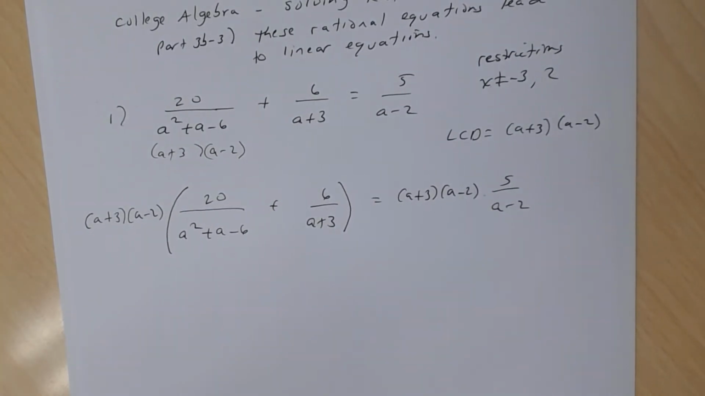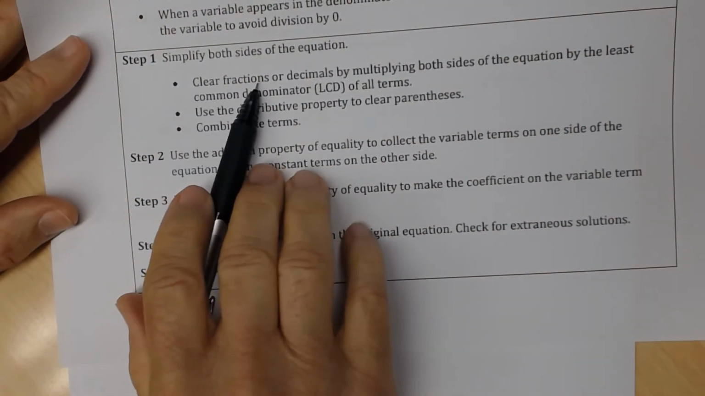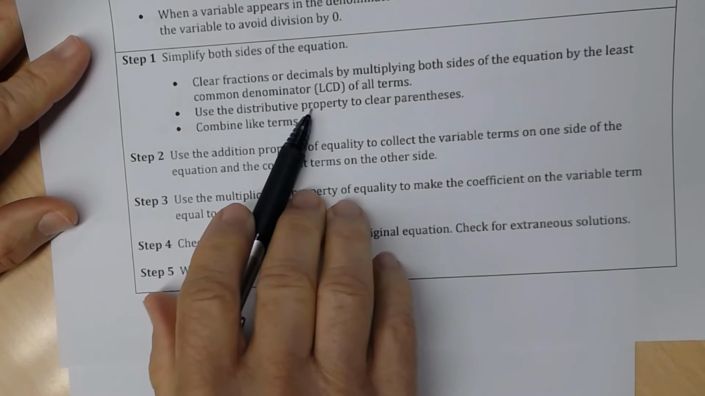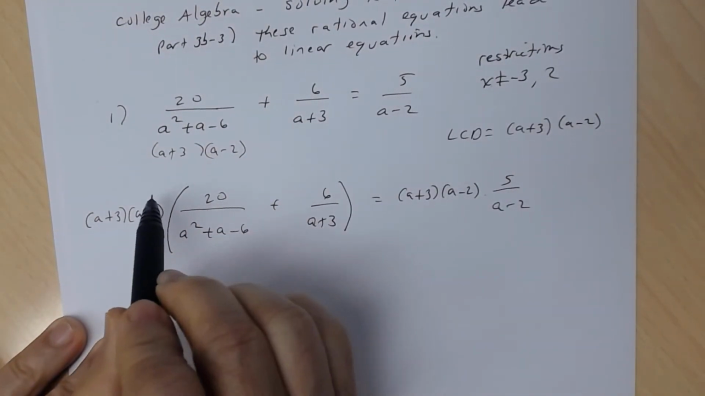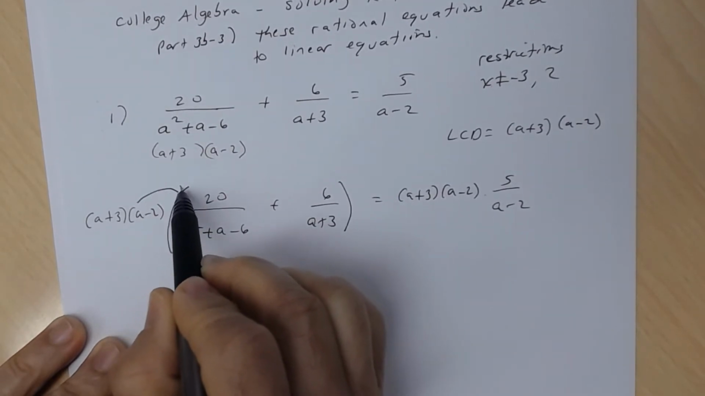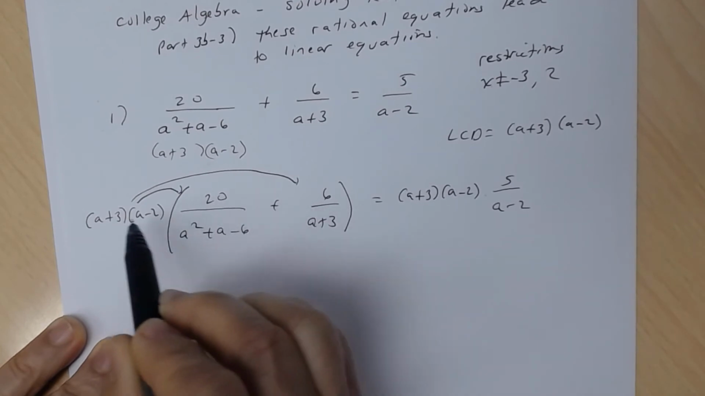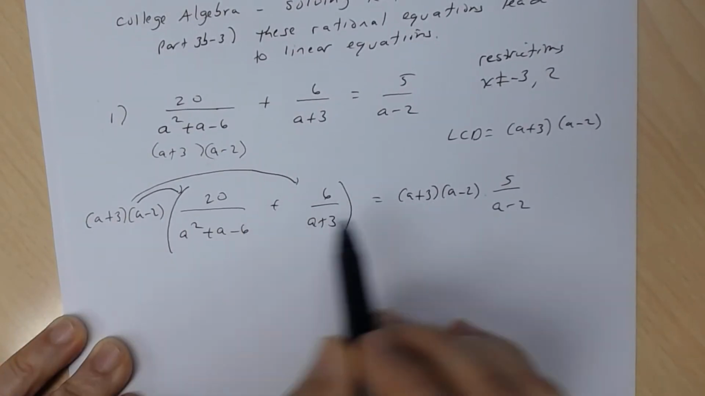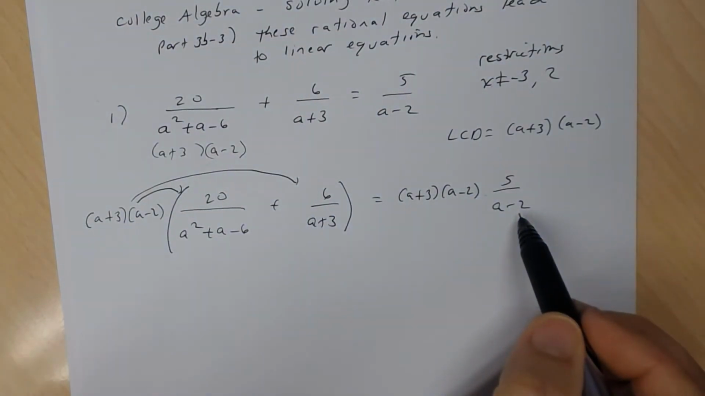Still step 1. So I did this part, and I'm trying to do this part. Now I'm going to use the distributive property to clear the parentheses. Notice what's happening. I'm going to distribute and multiply both of these fractions by this. That's the idea of the distributive property. Since that's just 1 fraction, that's not going to involve the distributive property.